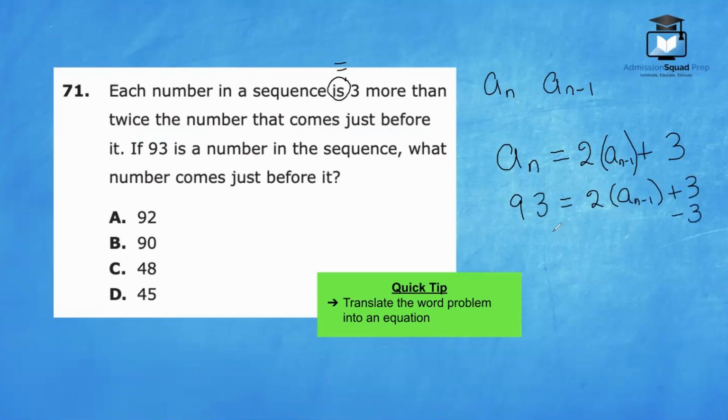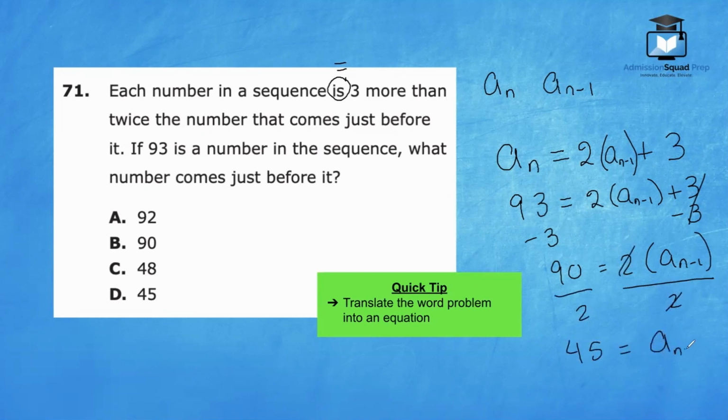We can subtract 3 on both sides. We now have 90 equals 2 times A sub n minus 1. We will divide by 2 on both sides. And now we have 45 equals A sub n minus 1. So the number that came right before 93 in the sequence is 45. The correct answer is choice D.